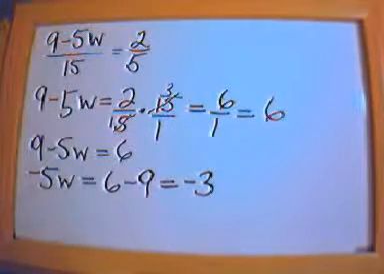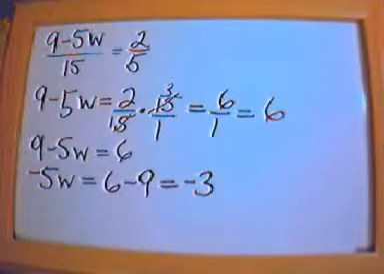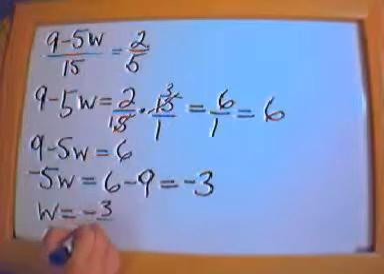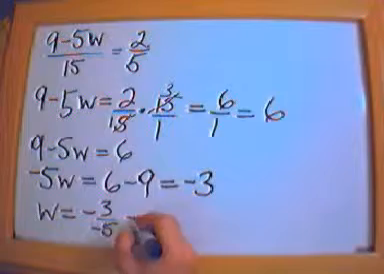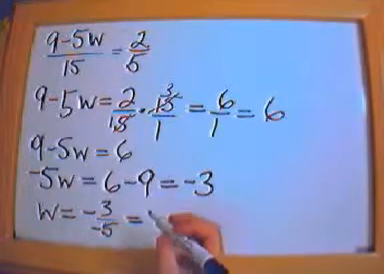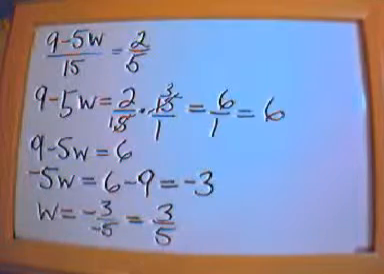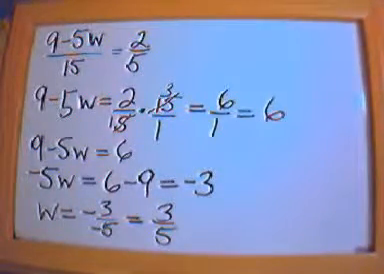Now the final thing is, in order to get w by itself, I'm going to divide both sides by negative 5. And that'll leave me with w equals negative 3 over negative 5. Negative over negative is a positive. So I'm just going to be left with positive 3/5. These positives go away, but the numbers stay the same because you can't actually divide 5 into 3.